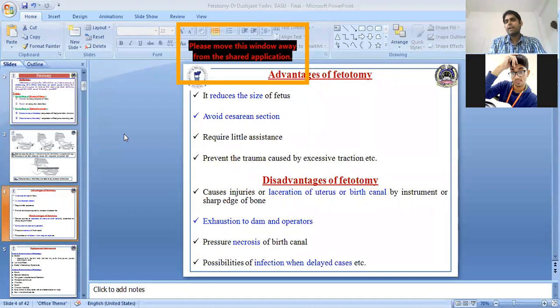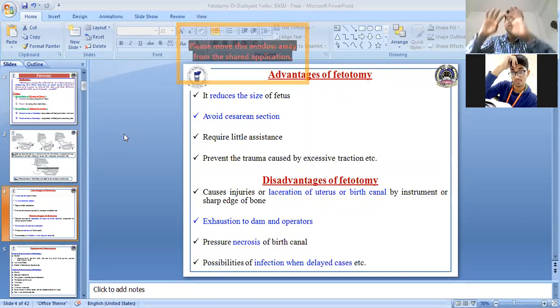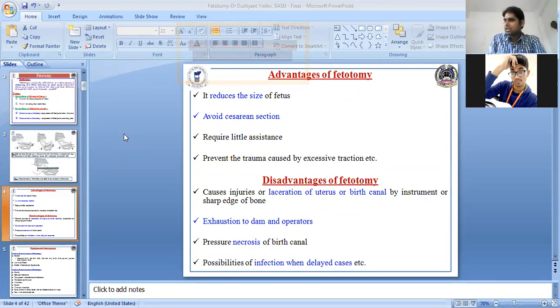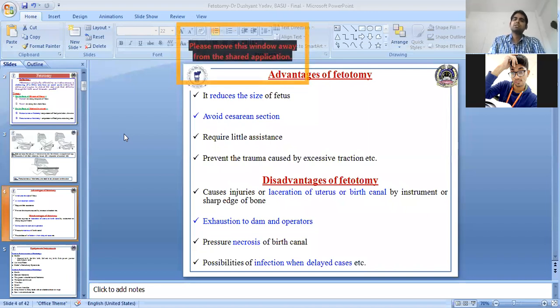So to avoid the injury, we should use fetotomy, because when we have not removed any part of the fetus, there is very little space inside the birth canal or uterus. So it leads to trauma or injury to the uterus or birth canal. So fetotomy is very helpful in avoiding trauma and also infection to the animals.